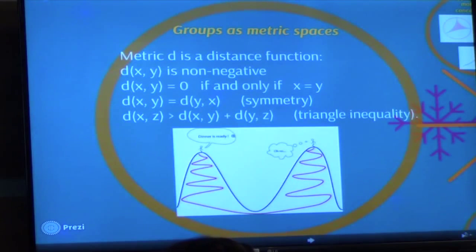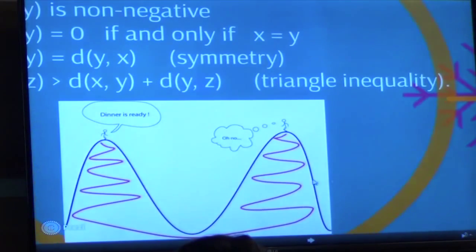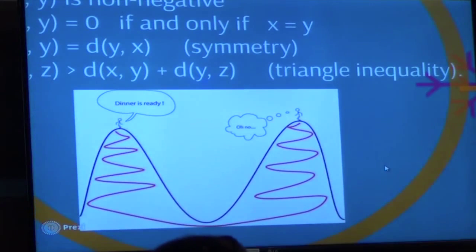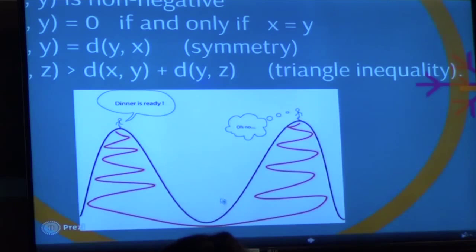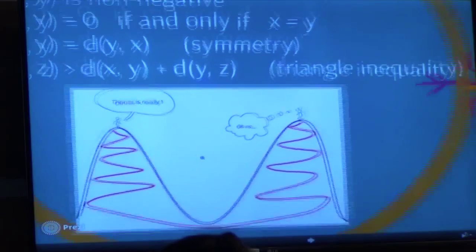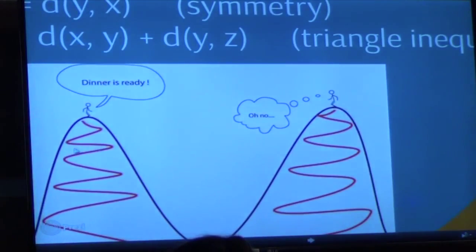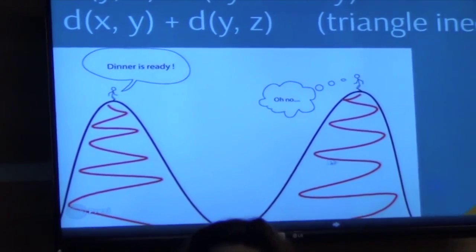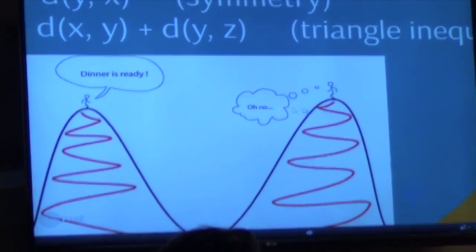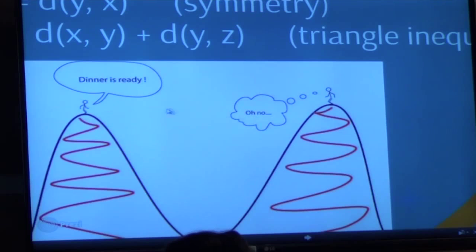What is a metric? A metric is just a distance function, which helps us to measure distances. In the Euclidean plane, it's just a straight line between two points. But if you have some curvature in your space, it's not anymore the straight line. Yes, it's the shortest path between the two points, but it may not be a straight line. Not always can you travel on a straight line.